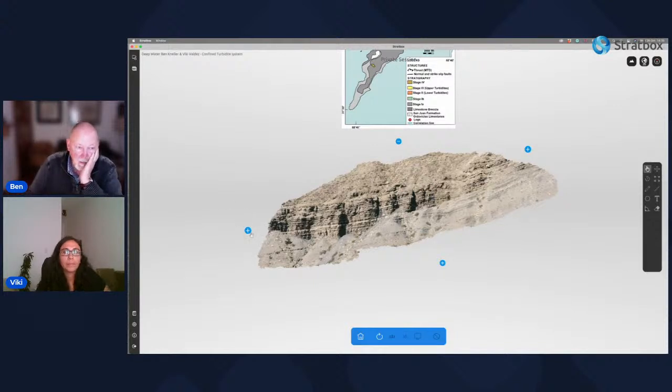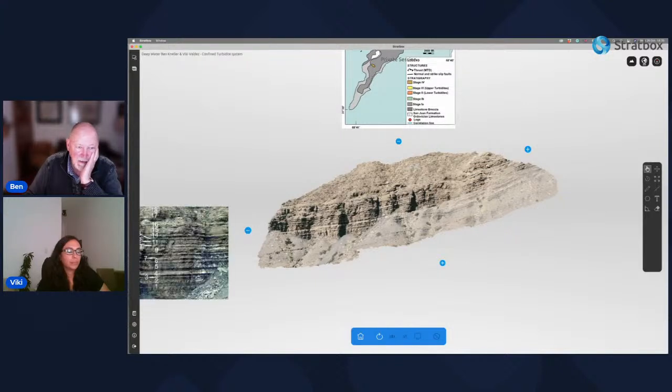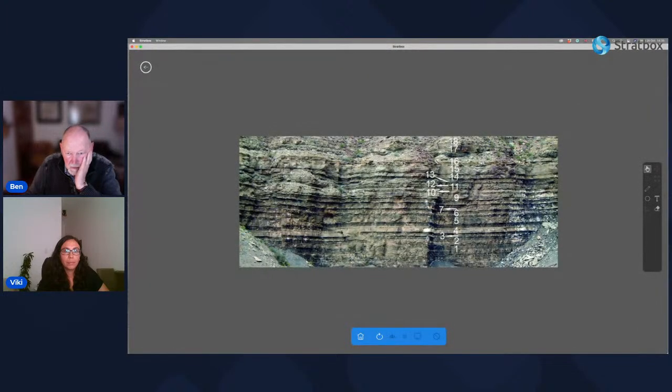And we see that the individual beds are very, very tabular. You can trace them all the way around the outcrop. Individual beds are highly recognizable from one place to another.